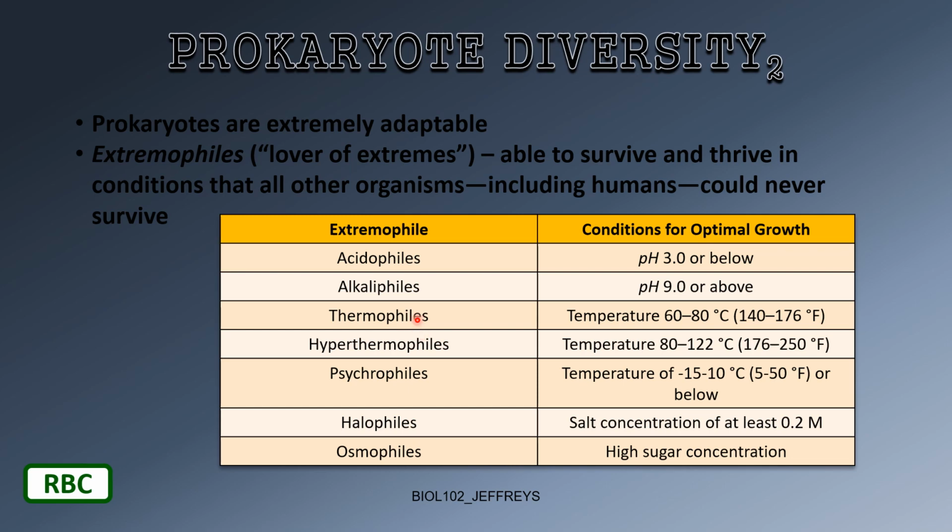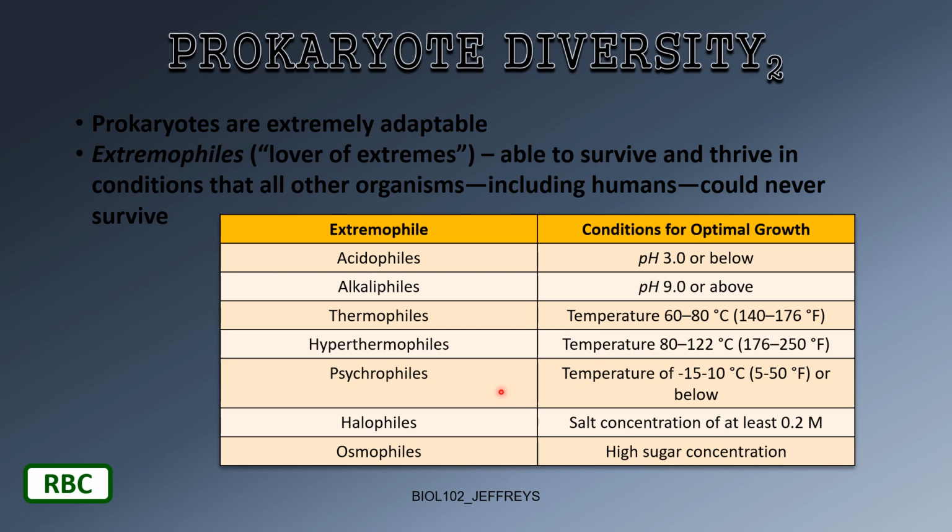Hyperthermophiles, so thermophiles like temperatures above normal body temperature, which is 37 degrees C. Then hyper is above and beyond. Hyperthermophiles are going to like temperatures even warmer than that. So we're looking at above 80.